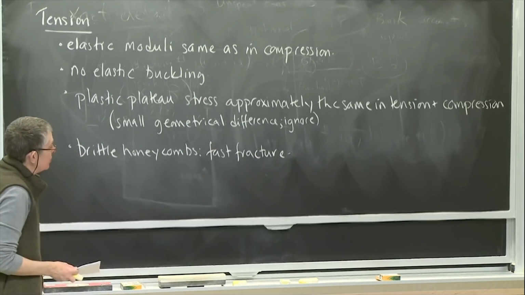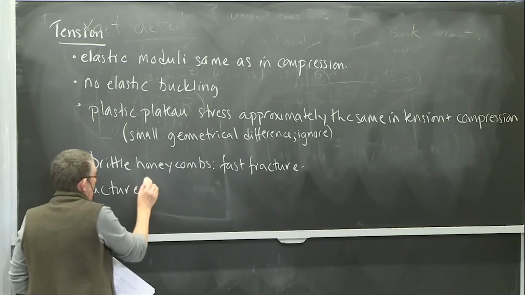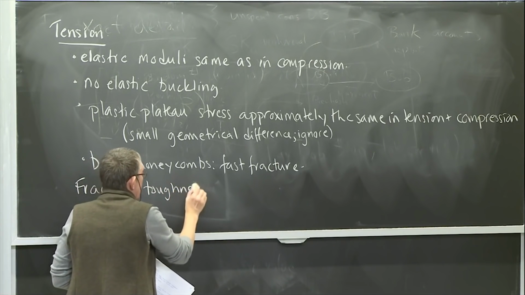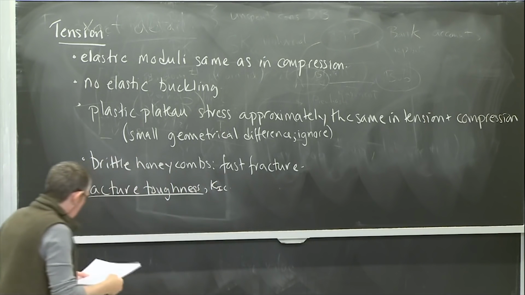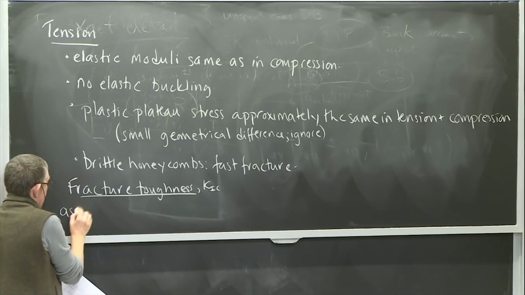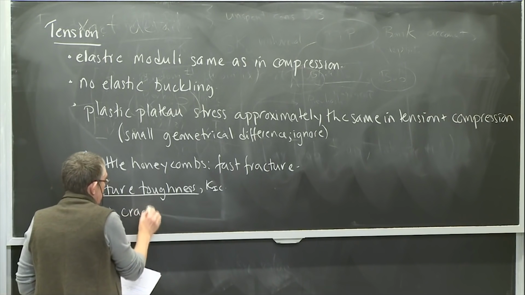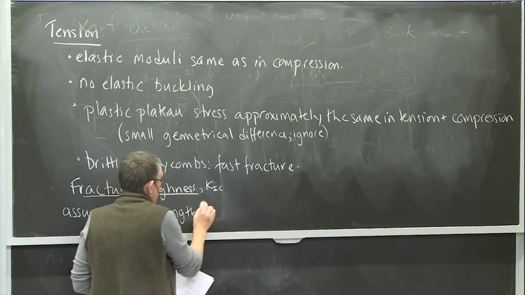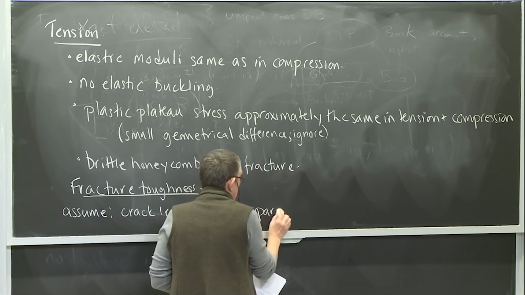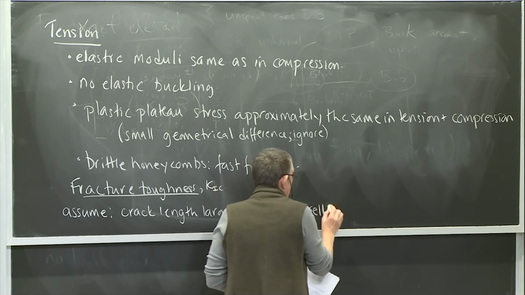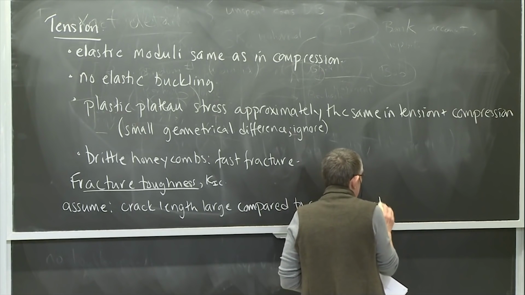So what we want to calculate is the fracture toughness. And I'm going to make a few assumptions here. I'm going to assume that the crack length is large compared to the cell size. And if I do that, I can say that I'm going to use the continuum assumption.